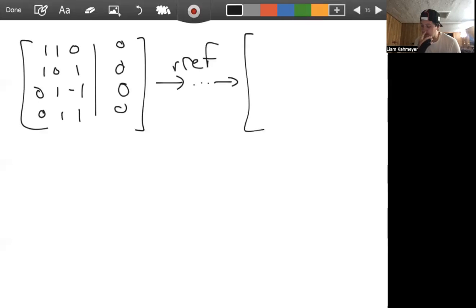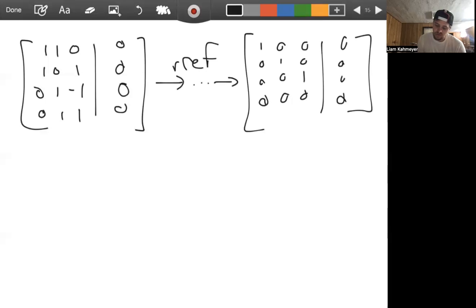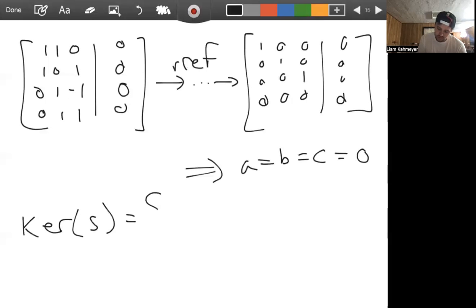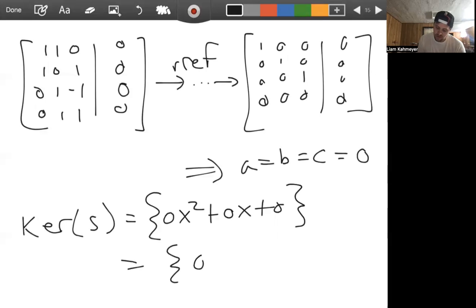Good practice as the final approaches. And you get 1, 0, 0, 0, 0, 1, 0, 0, 0, 0, 1, 0, 0, 0, 0, 0, which implies that a equals b equals c equals 0, which implies that the kernel of S is equal to 0x squared plus 0x plus 0, which is just 0, which implies that S is 1-to-1. Awesome.